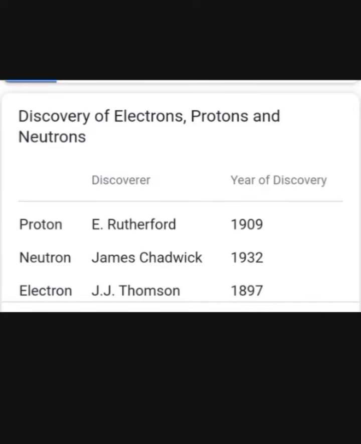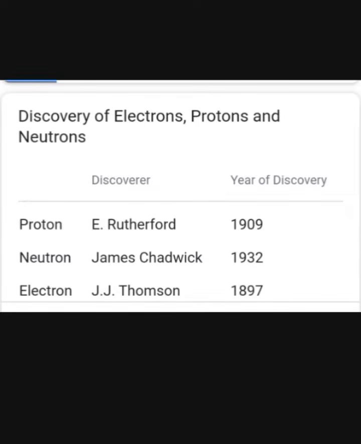All right. The discovery of electron, proton, and neutron are as follows by the following scientists. The proton was discovered by Ernest Rutherford in 1909. The neutron by James Chadwick in 1932. The electron was discovered by J.J. Thomson in 1897. So please take note of that.